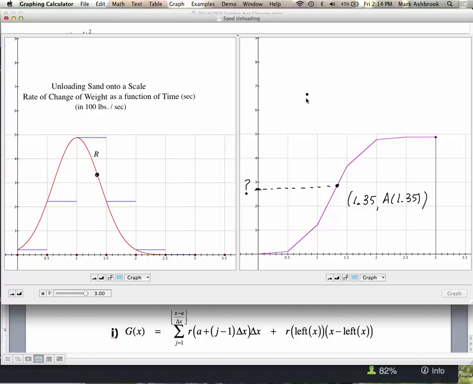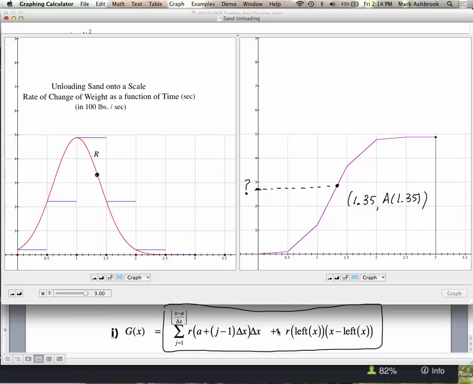Okay, so I want to work on how this generates that value. We want to get this number. How many pounds are on the scale at this time? How does this thing do it? So we're going to break it down and get that value of A of 1.35 using this. How does it do it? We've got 5 minutes to do it. Here we go.